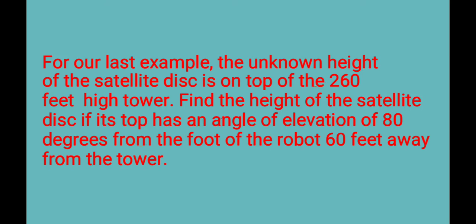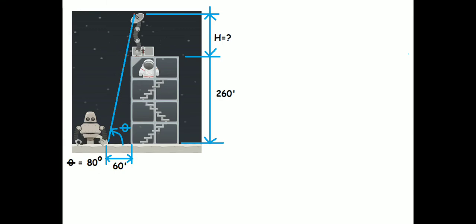For our last example, the unknown height of the satellite disk is on top of the 260 feet high tower. Find the height of the satellite disk if its top has an angle of elevation of 80 degrees from the foot of the robot 60 feet away from the tower. As shown in the picture, the total height of the tower and the top of the satellite disk is 260 feet plus the unknown height represented by h. Thus, the equation will be tangent theta is equal to 260 feet plus h all over 60 feet.